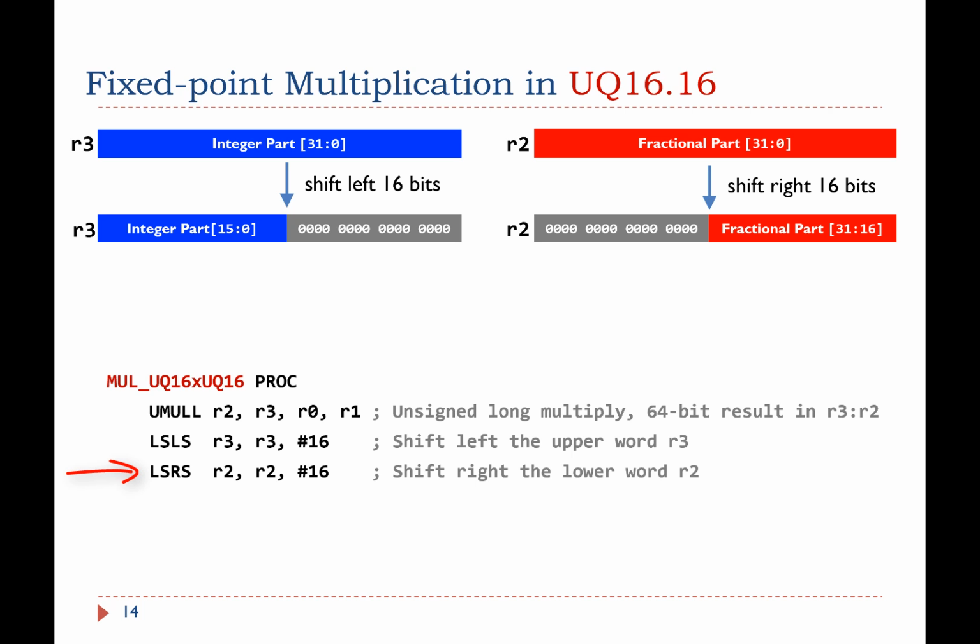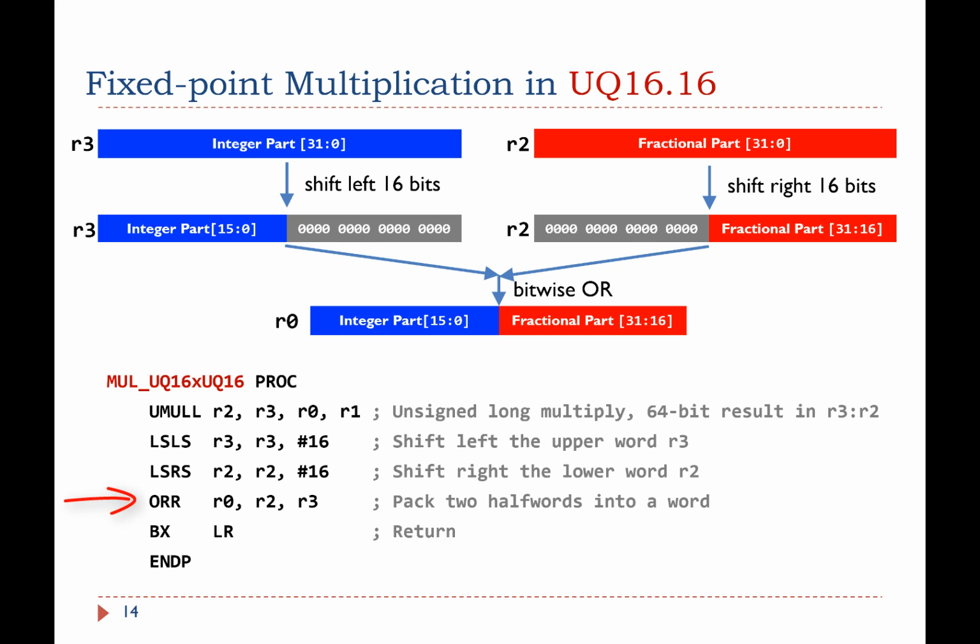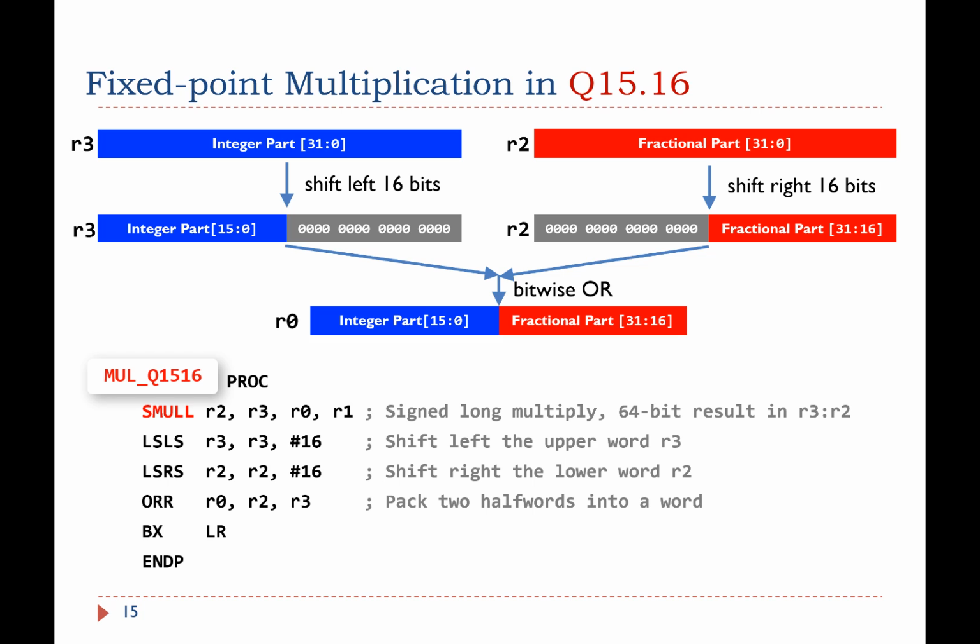Next, we shift right the lower word by 16 bits. This removes the trailing 16 bits of the product. Finally, we combine the upper and the lower word into a single register by using the bitwise OR instruction. The final result is placed in register R0, and it holds the lower 16 bits of the integer part and the upper 16 bits of the fractional part. For signed fixed point multiplication, the process is the same, except that we need to replace the instruction unsigned multiply long with the signed multiply long.